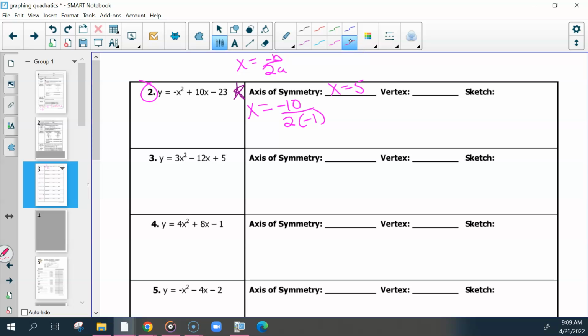And then you're going to put that into your equation. y equals, there's a negative on the outside, but 5 isn't negative, plus 10 times 5 minus 22.